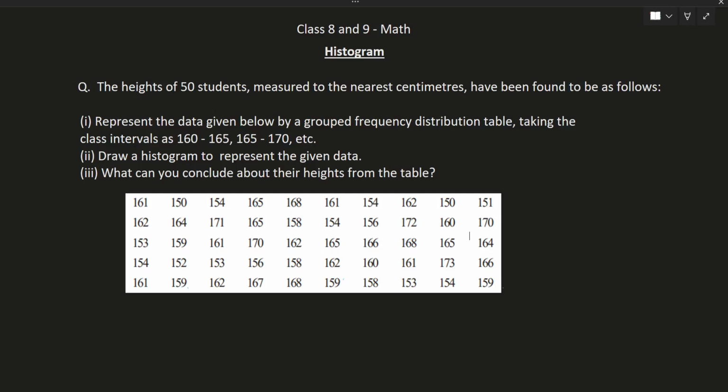So what we have is ungrouped data. We have to first convert it into grouped data, so we will make class intervals. It is given in the question also.